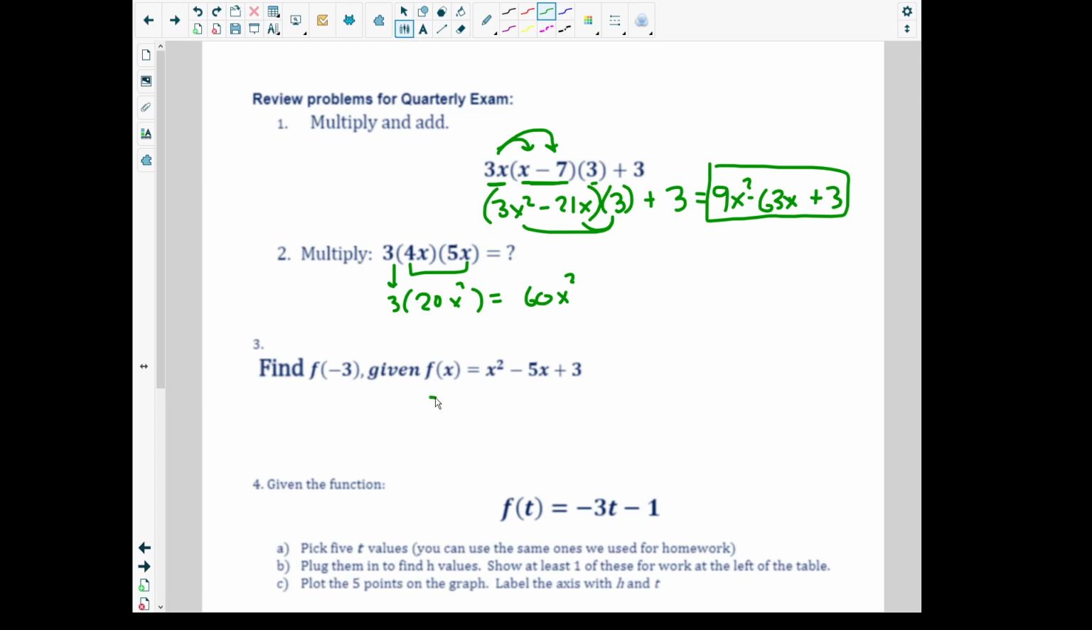Okay, we've done this one all before. I'm not going to explain this too much other than I'm plugging in -3 for x everywhere. So this becomes -3 squared minus 5 times -3 plus 3. Okay, and that equals, right? f of -3 equals -3 times -3 is +9. That's +15. Negative 5 times negative 3 plus 3. So that's 27.